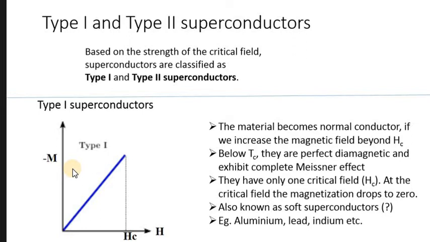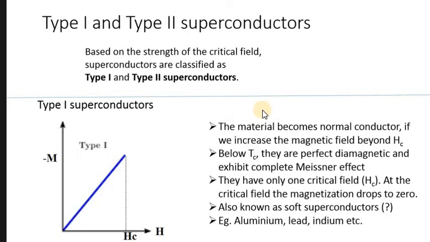Type 1 superconductors lose their superconducting property above the critical magnetic field, which means the zero resistance to electrical currents stops at Hc. Let's look at this graph of magnetic field H versus negative magnetization, or H versus minus M. The perfect diamagnetism stops at Hc, and after Hc it becomes a normal conductor. These are the properties of type 1 superconductors.